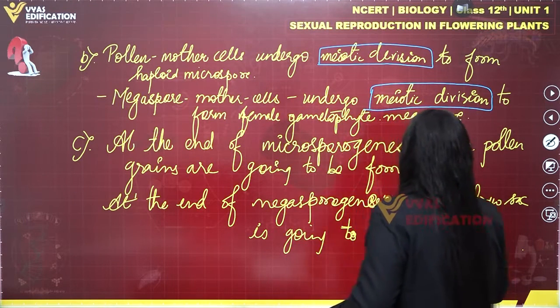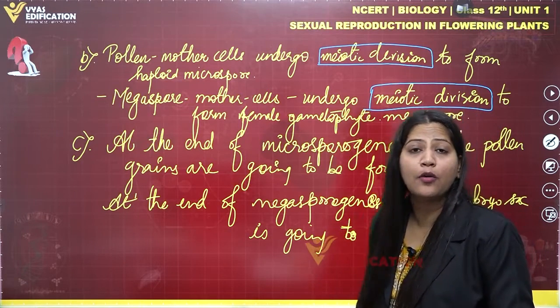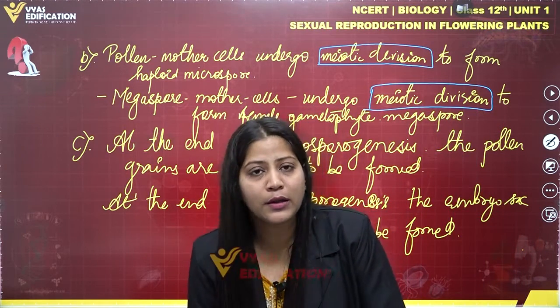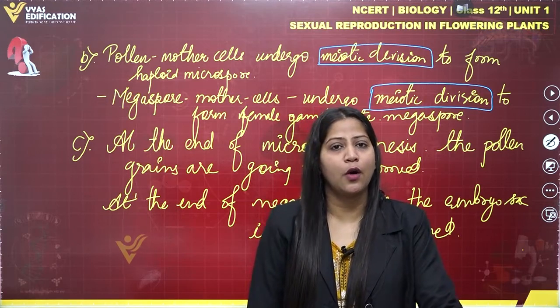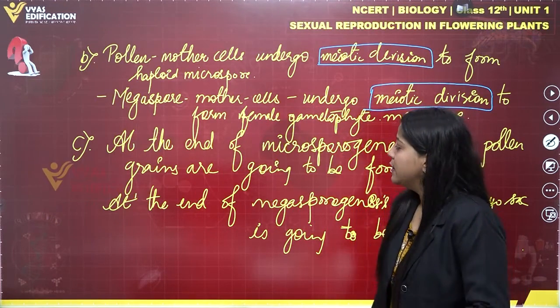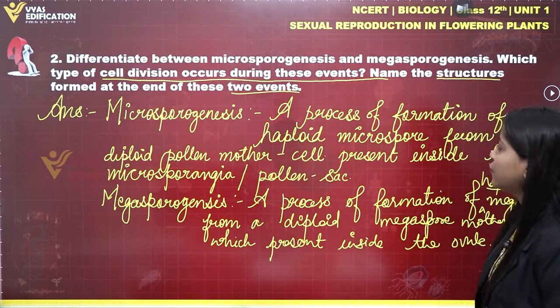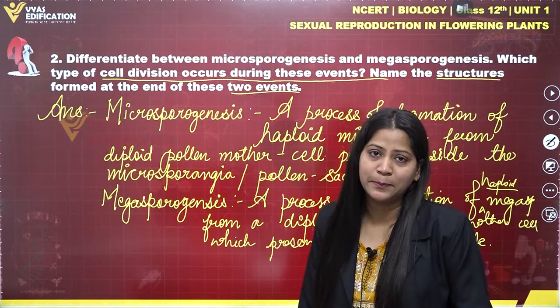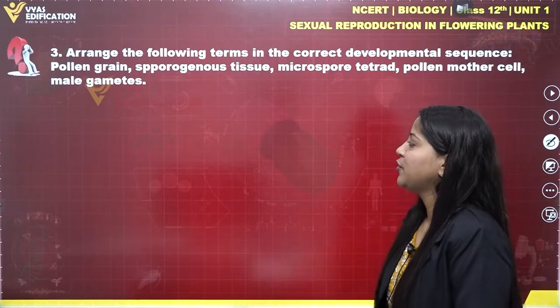So now we know that at the end of microsporogenesis, pollen grains are going to be formed, and at the end of megasporogenesis, the embryo sac is going to be formed. Now we have completed the solution of question number 2 over here. Now let's come towards question number 3.